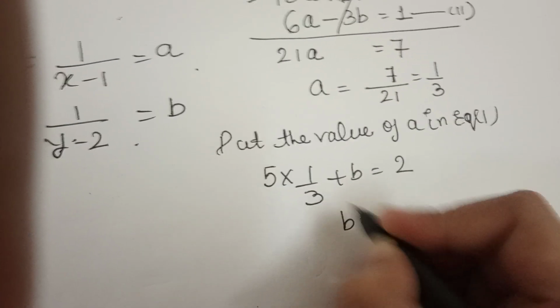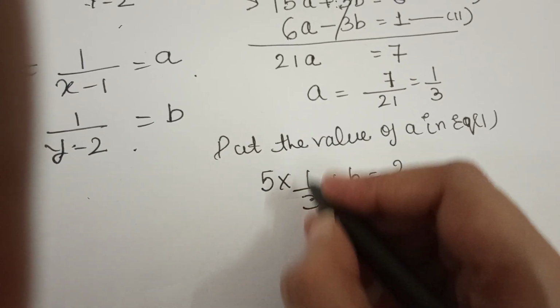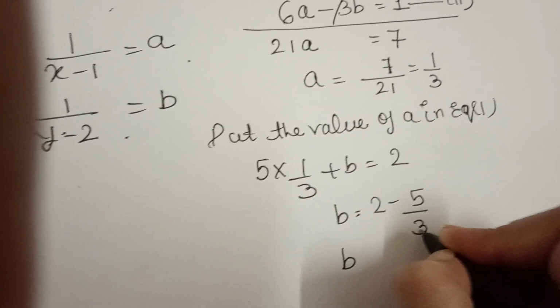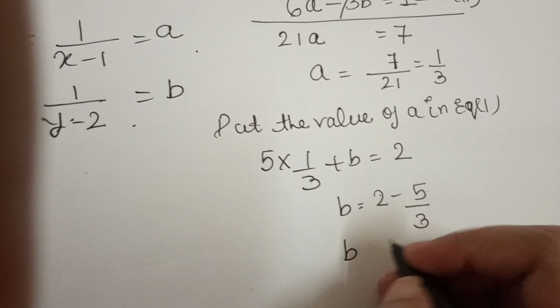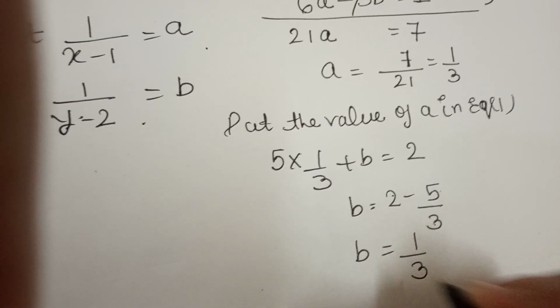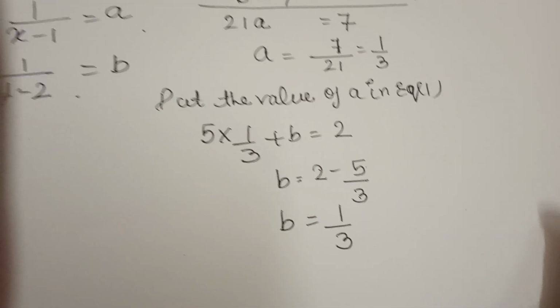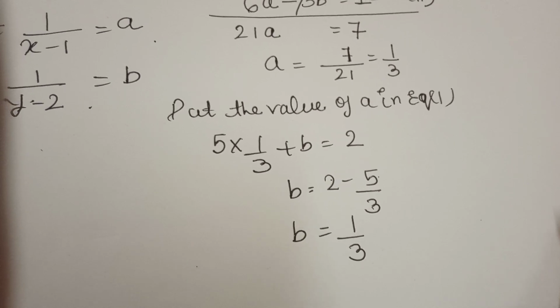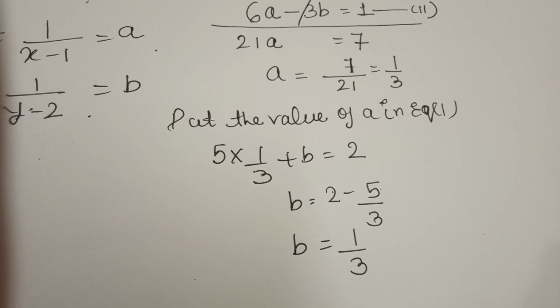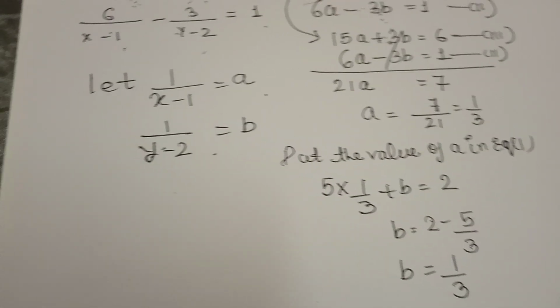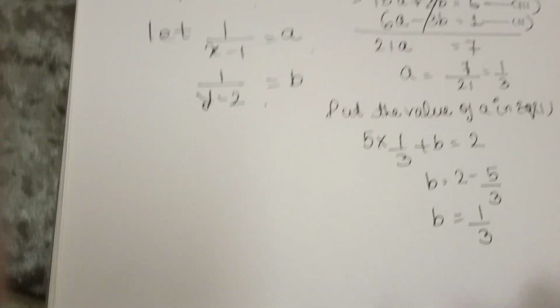So b will be equal to 5 upon 3 है यहाँ पे, प्लस में है माइनस में चला जाएगा. 2 minus 5 upon 3. So 3 into 2 6 minus 5 1. ये हो जाएगा अपना 1 upon 3. ठीक है. तो a वैल्यू इज ऑल्सो 1 upon 3 and b वैल्यू इज ऑल्सो 1 upon 3. But we don't need a and b value. We need the value of x and y. So start putting the value.